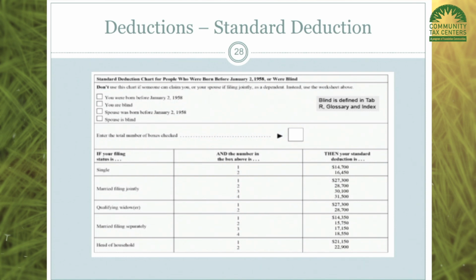Say, for example, that single person is 65 and they're blind. So we're going to go to single and two. Their standard deduction is $16,450. Now, you don't have to worry about what a person's standard deduction is because, again, when they fill out that intake form, that's already been taken care of.